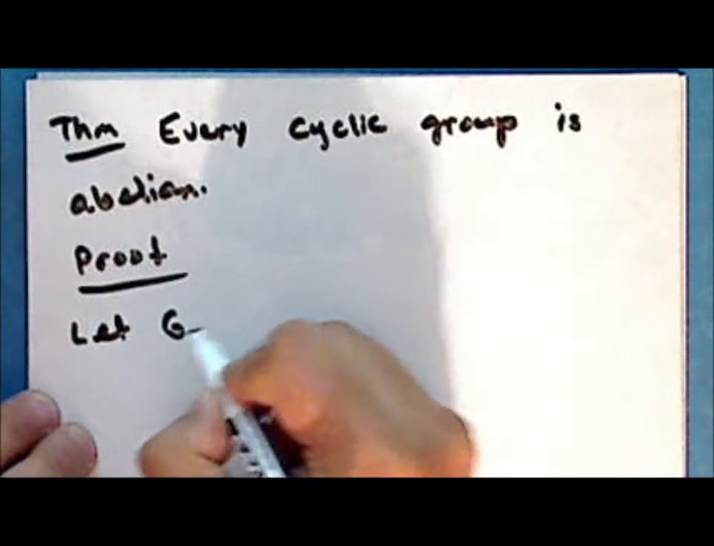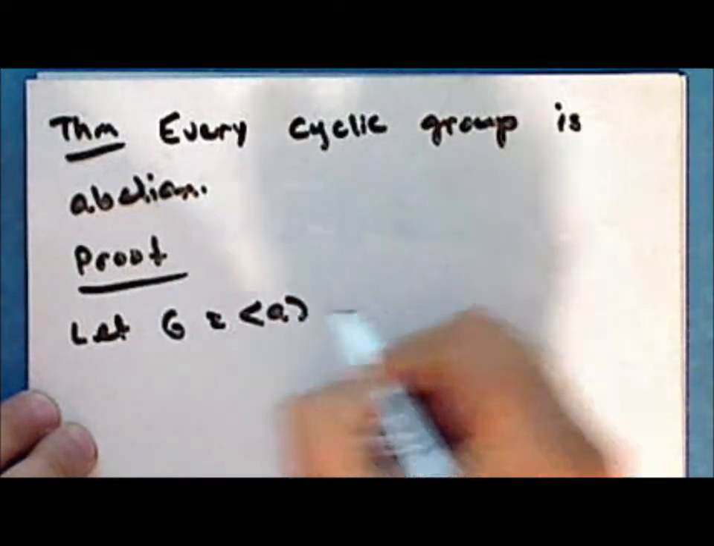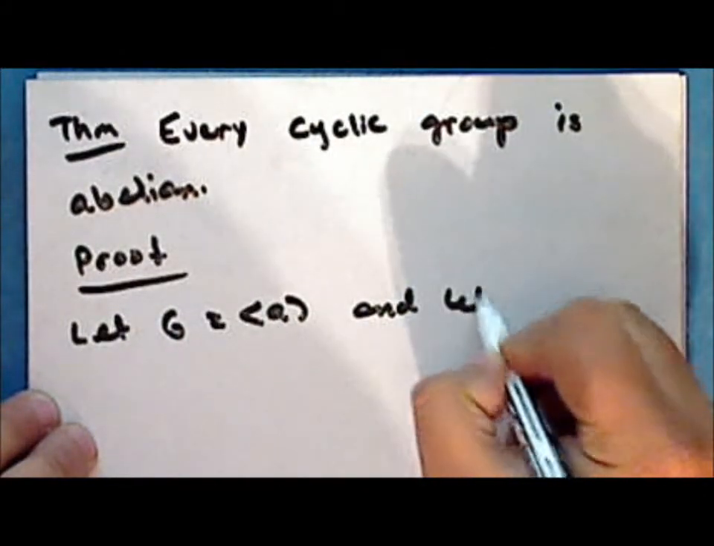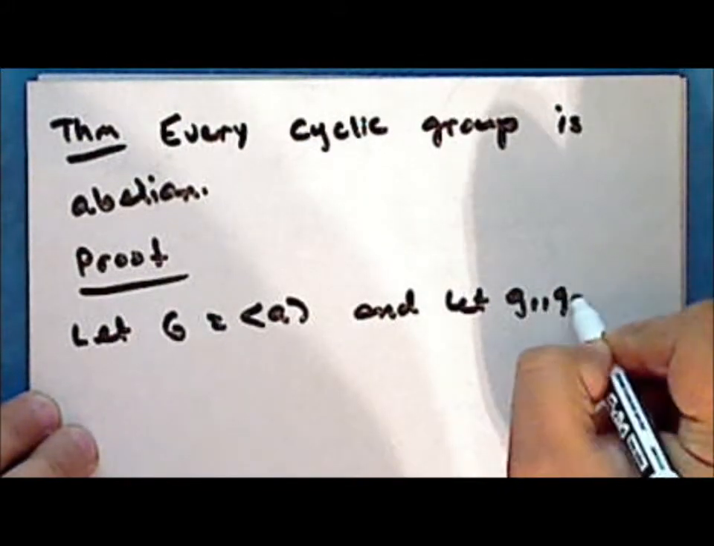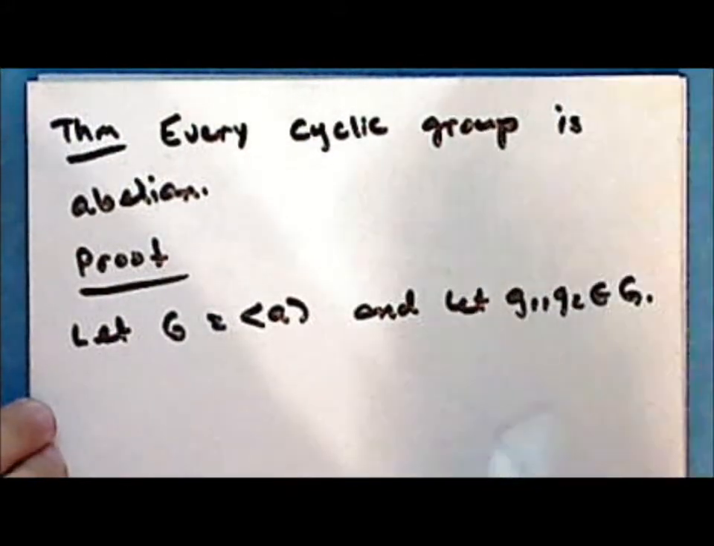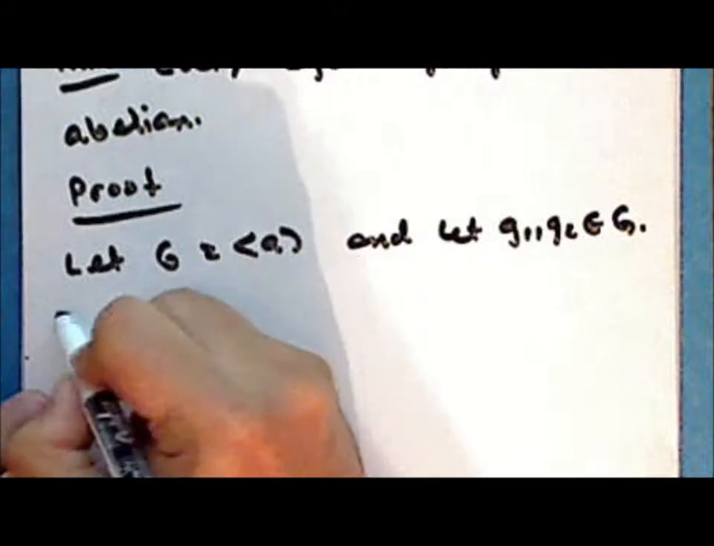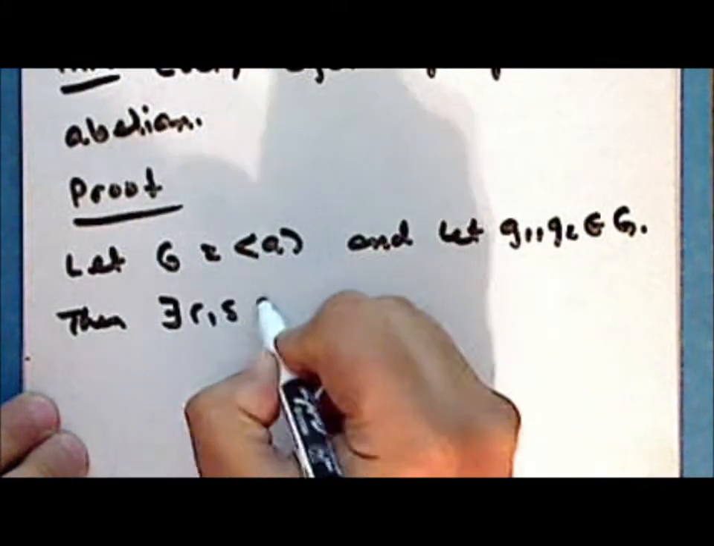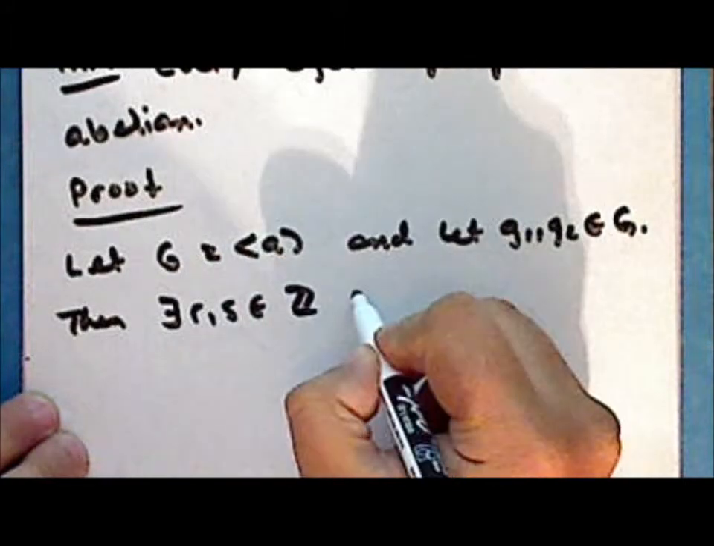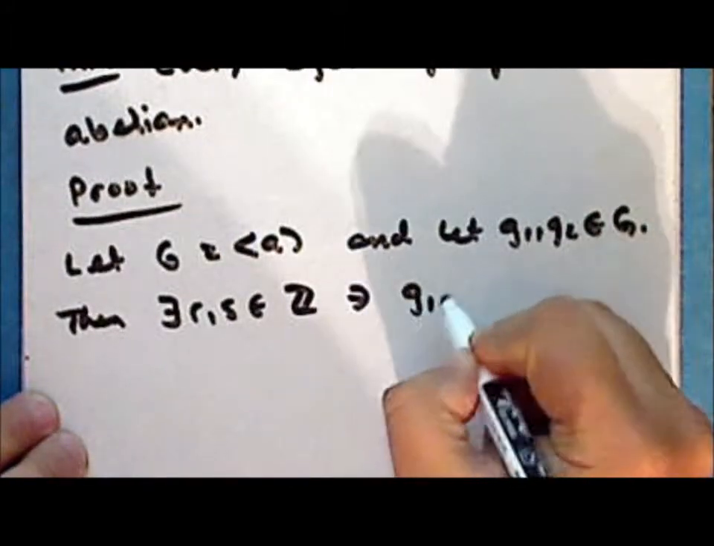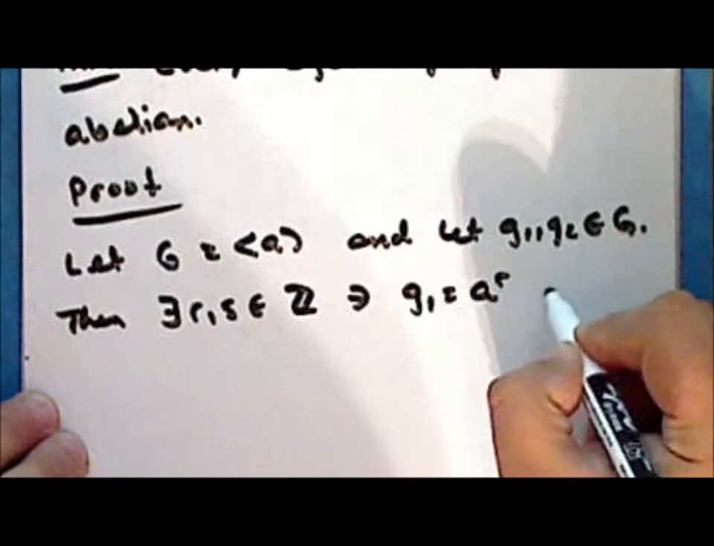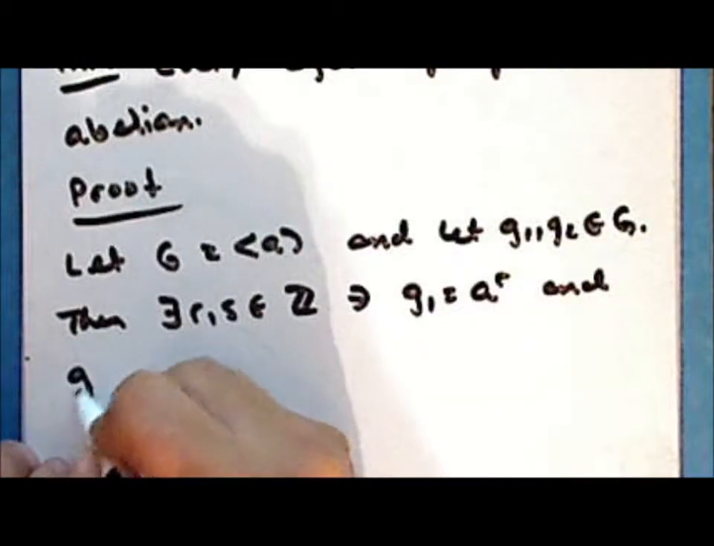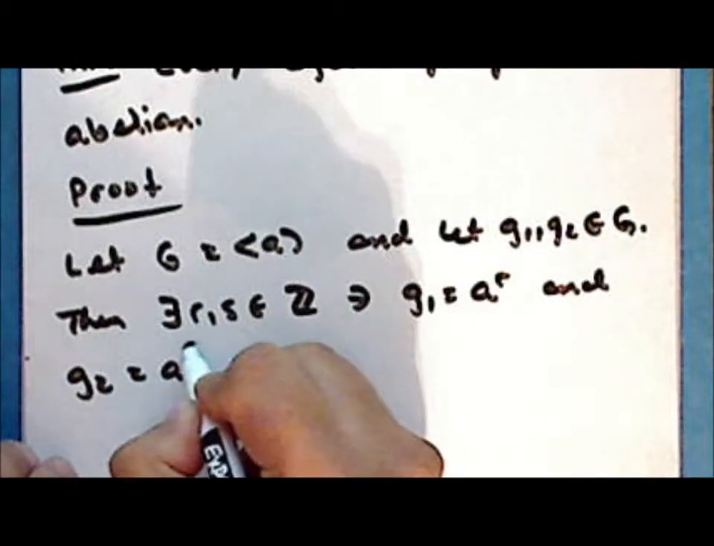Let G be the group generated by the element A, and let G sub 1 and G sub 2 be any two elements in the group. Then there exist integers R and S such that G sub 1 is equal to A to the power of R, and G sub 2 is equal to A to the power of S.